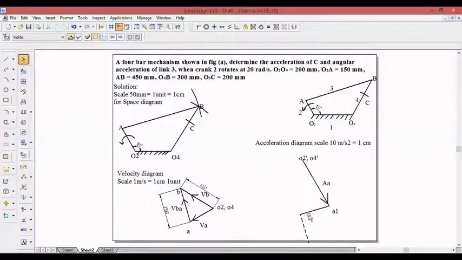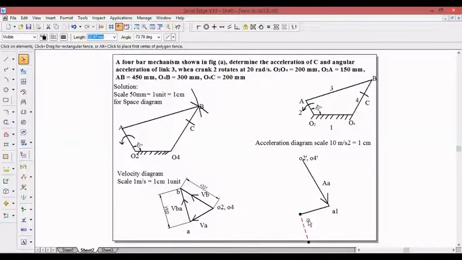Now here we have the radial component of BA and the tangential component of BA. But we don't know the magnitude of this tangential component of BA, let it be as it is. If we move further, we have the magnitude of the radial component of link BO4. The radial component of acceleration of link BO4 is 61.63.